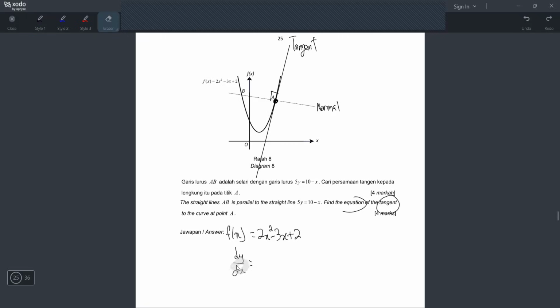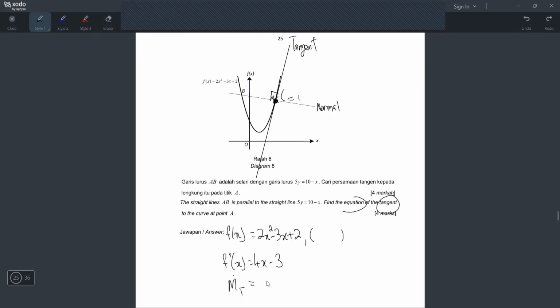Actually, you can't write dy/dx, because if they write f(x) here, you have to write f prime x. If it is y equals, then you can write dy/dx. f prime x means differentiate. So you get 4x minus 3. This is not the answer for the gradient of the tangent. This is the answer for the gradient function, sometimes called the gradient of the curve. In order to find the gradient of the tangent, you need the x coordinate of point A to substitute in here. Then only will you get the gradient of the tangent.